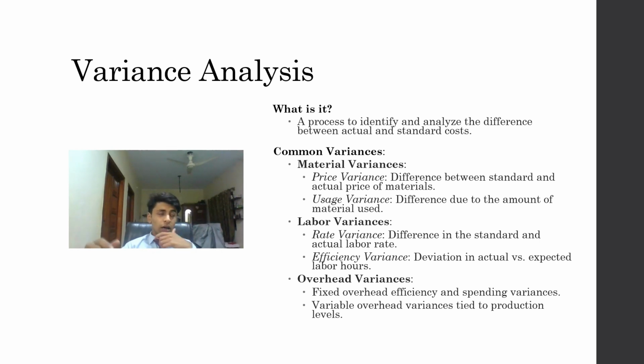labor hours. Overhead variances. There are two subtypes: variable overhead variance, which is the difference between the actual and the standard cost of variable overheads, and then comes the fixed overhead variance, which is the difference in fixed overheads, under or over applied.